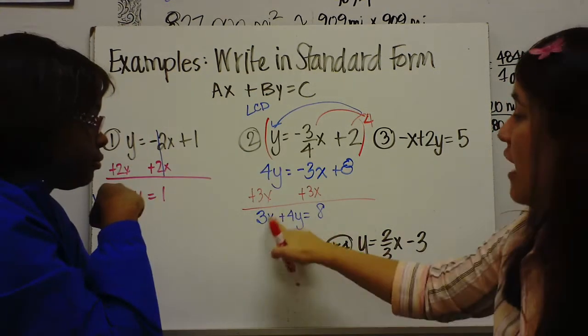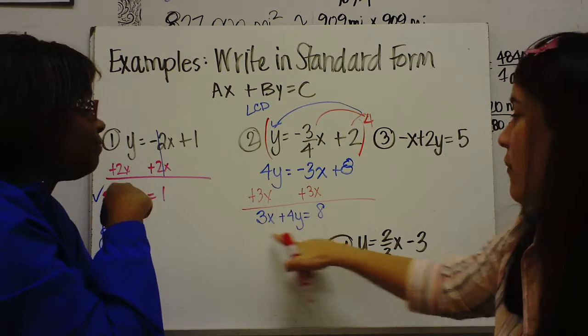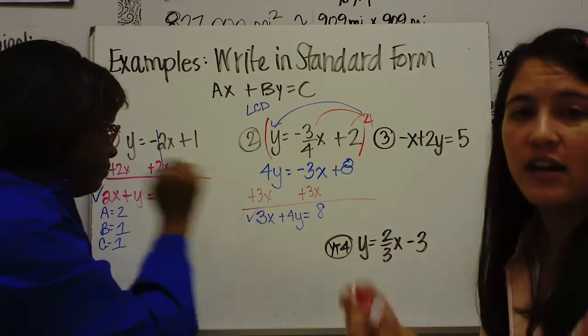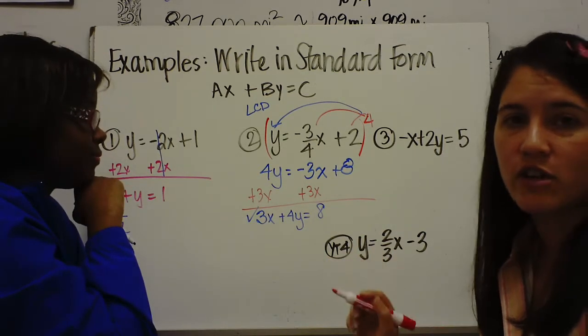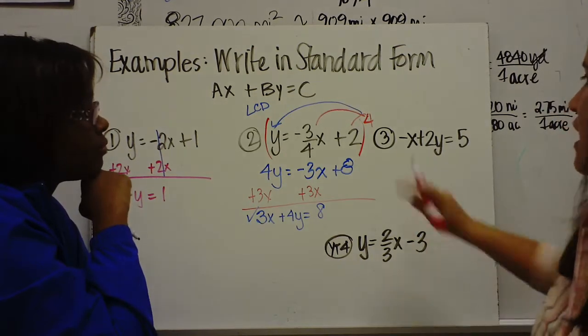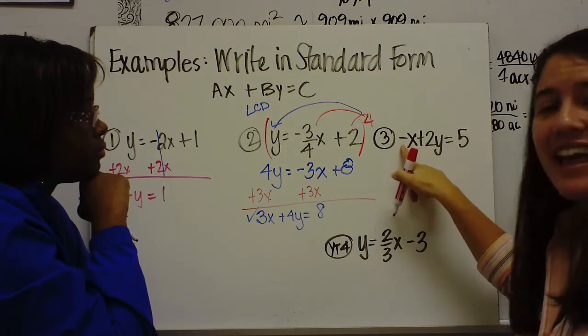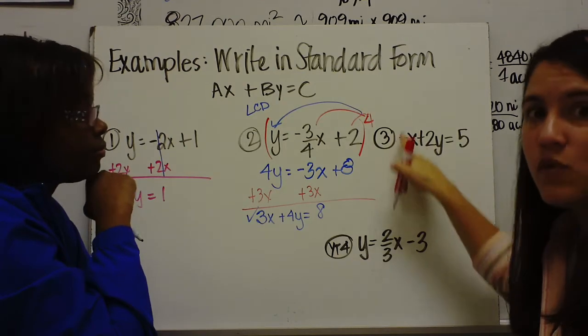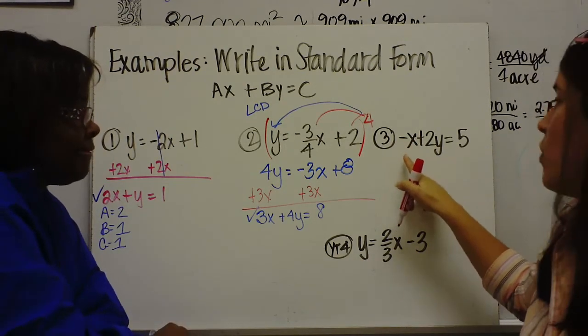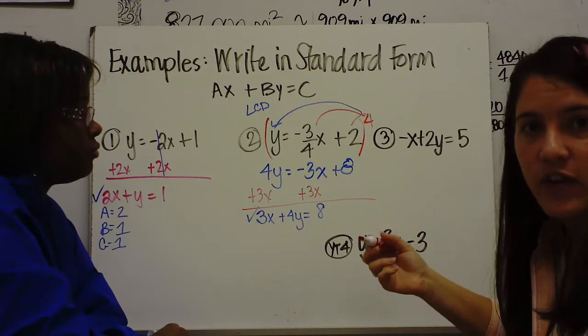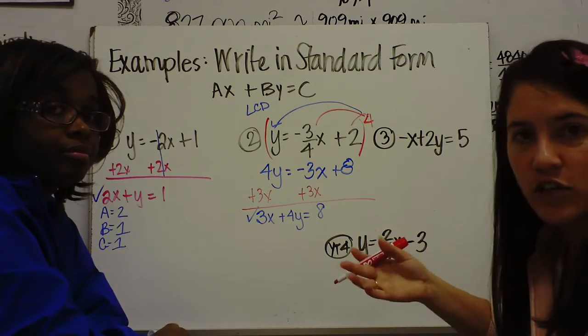And we check, is our a value positive? Yes. And we don't have any fractions, and x and y are on the same side, so we have converted this to standard form. Example number 3, we don't have any fractions, but we have an a value that is negative. This is a negative 1x, the coefficient is a negative 1. We cannot have any negatives on the a value, so there's a couple of different ways you can do this.